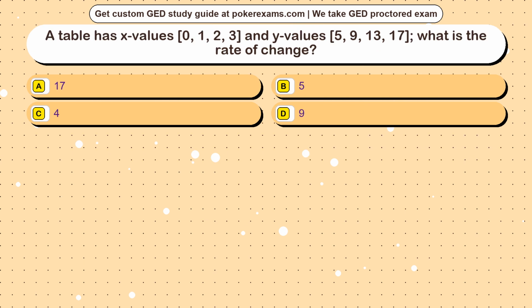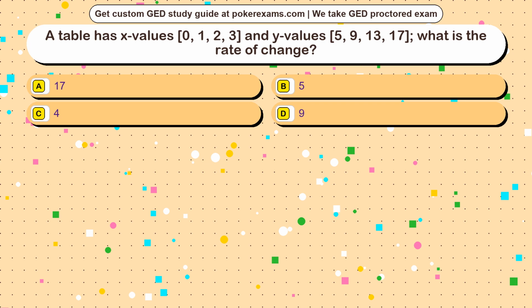Question 7. A table has x values 0, 1, 2, 3, and y values 5, 9, 13, 17. What is the rate of change? Option A, 17. Option B, 5. Option C, 4. Option D, 9.